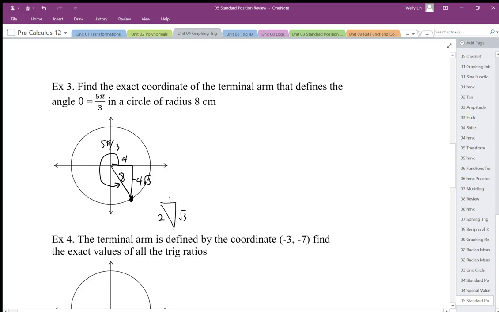So once I've done that, now I've got the x and y positioning. I can now write the coordinate. I'm just going to move that over there. So the coordinate here is going to be x is 4, y is negative 4 root 3. That's the exact coordinate on that point on that circle. Okay, and it's in the ratio of 1 to root 3.